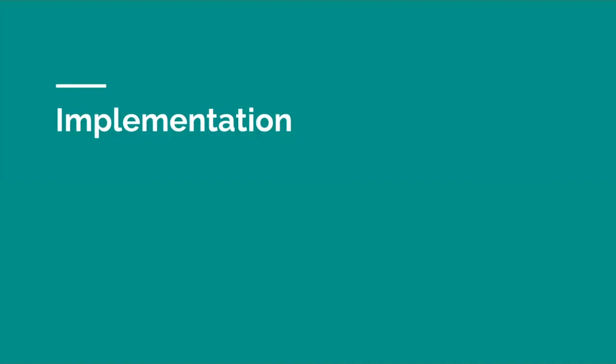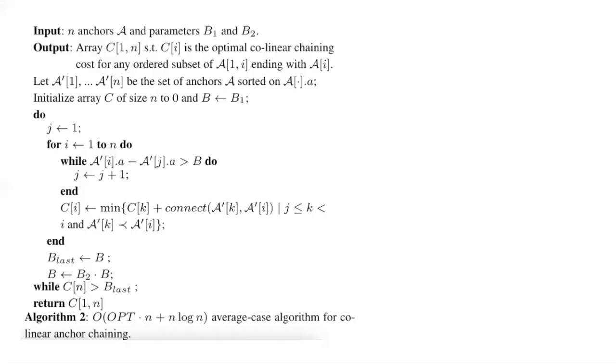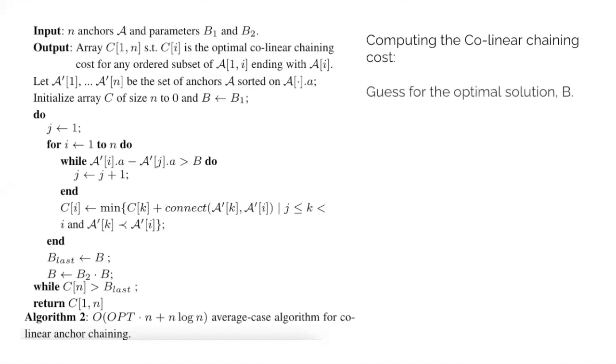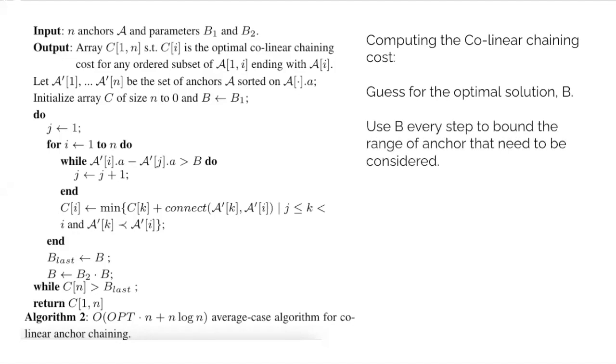Now, I'd like to briefly discuss some experiments we did based on our results, and I'm going to start with the implementation. The pseudocode for our implementation is shown here on the left. To compute the optimal collinear chaining cost, we used an approach that guesses the optimal solution value. We then use that guess to bound the number of anchors that have to be considered at every step. The algorithm then increases that guess by a constant factor every iteration until no better solution is found.